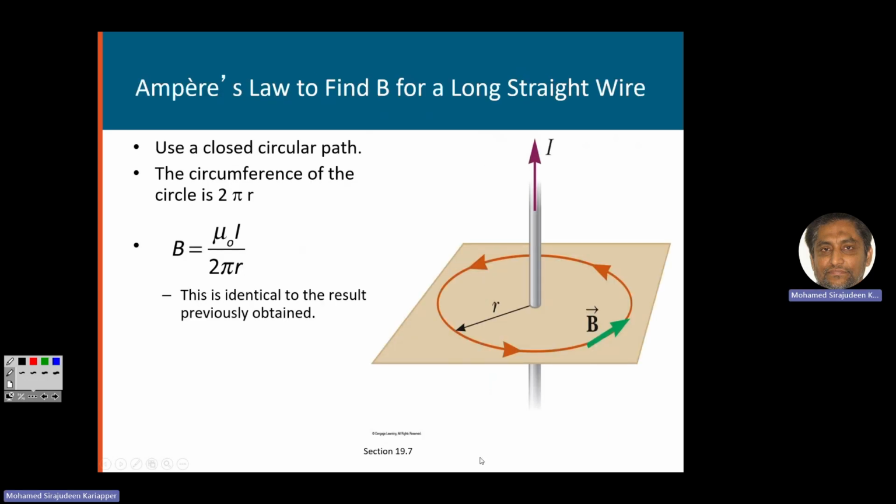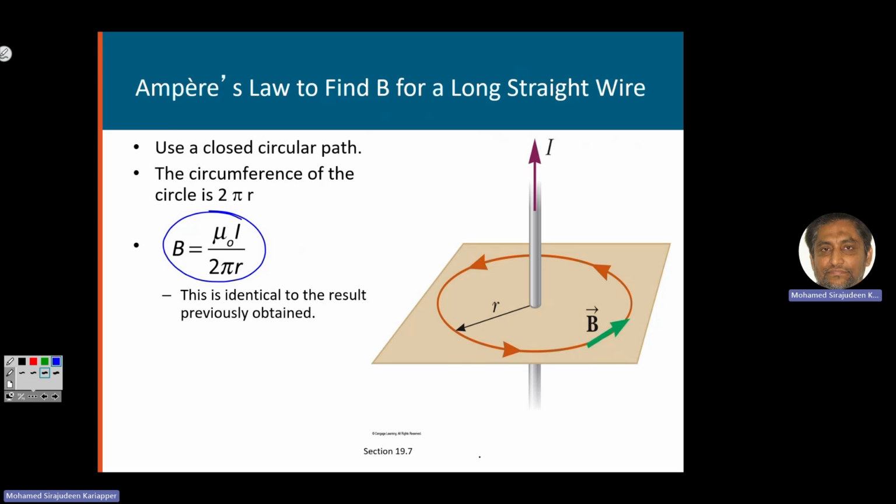Right, now let's apply Ampere's law for a long straight wire. We already have the expression, right? We saw that experimentally we can prove it. Now, can I derive this expression by applying Ampere's law for a long straight wire carrying a current I?